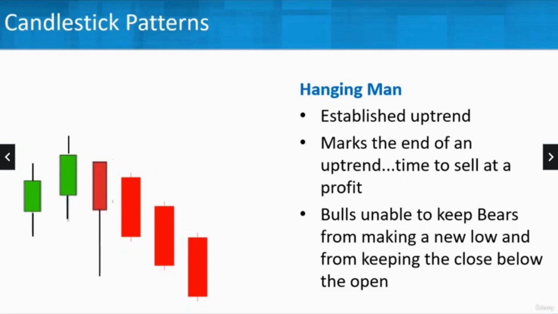What's happening is, bulls, or people who have faith in the security, are unable to keep the bears from making a new low and from keeping the close below the open. They want to continue that uptrend, but the uptrend doesn't continue. You have again these very low lows. It looks like the hammer where you have a shaven top, but then you have a long wick on the lower shadow on the bottom.